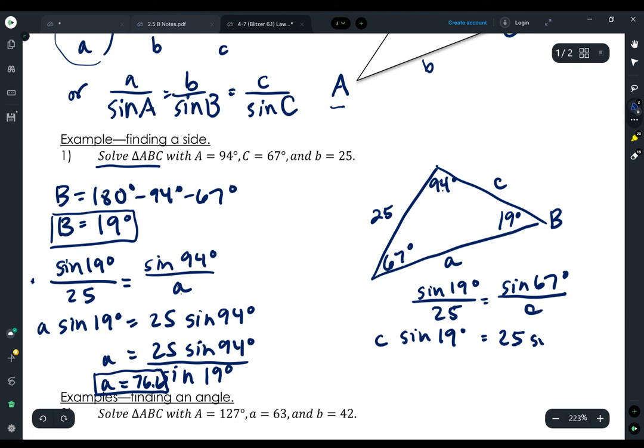So today we are solving triangles that are not right triangles using the law of sines.